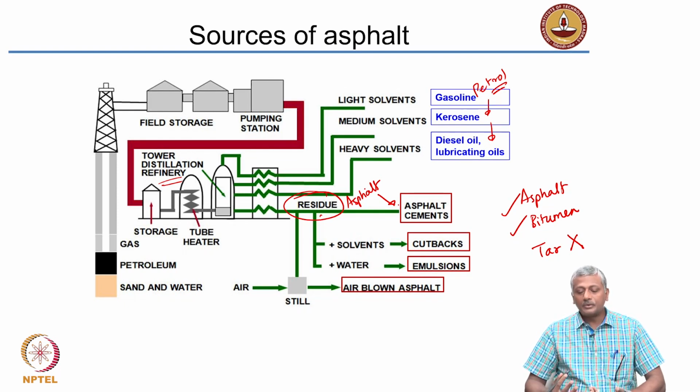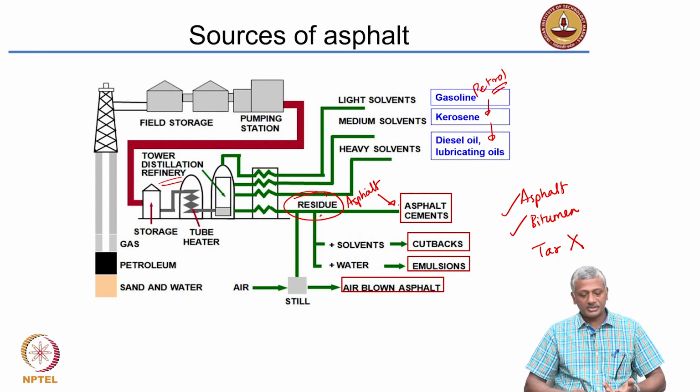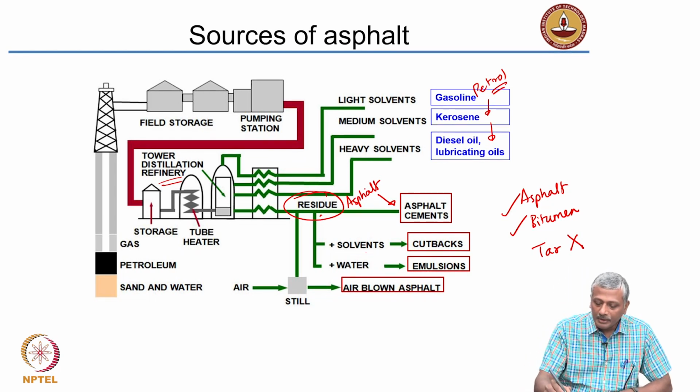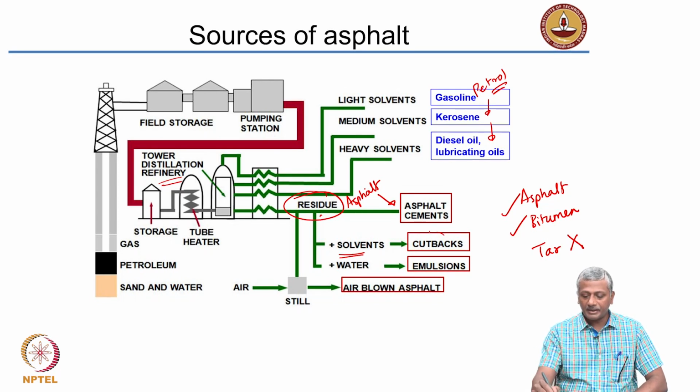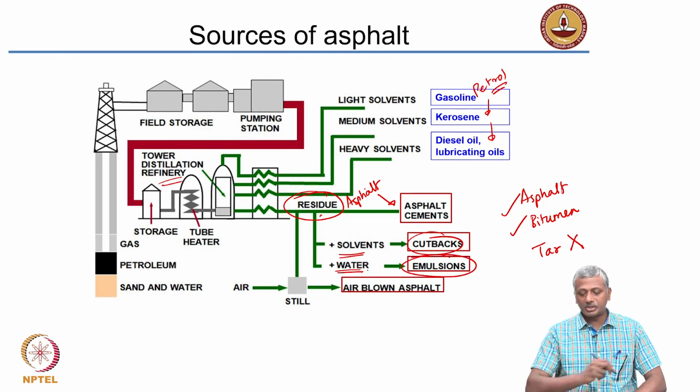Okay. Now, on its own, the residue itself is not easy to use. It is very viscous. You cannot use it. So, to make it less viscous, you have to adopt different types of strategies. You either heat it up, right? You heat it up and reduce the viscosity, or you dissolve it in a solvent which is called a cutback, or you suspend it in water and you make an emulsion out of it.